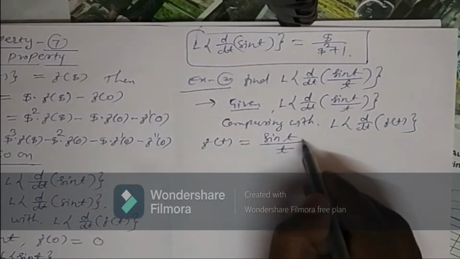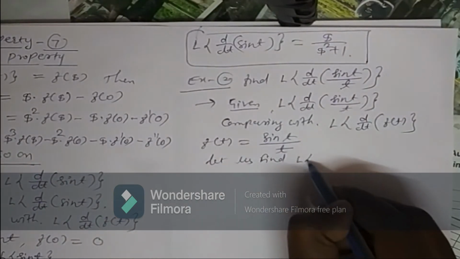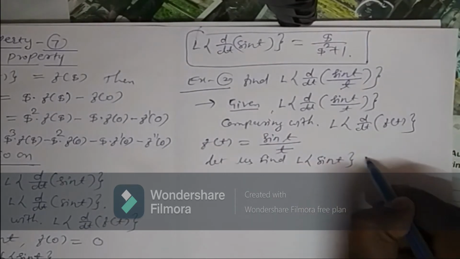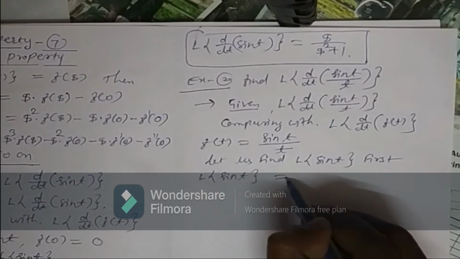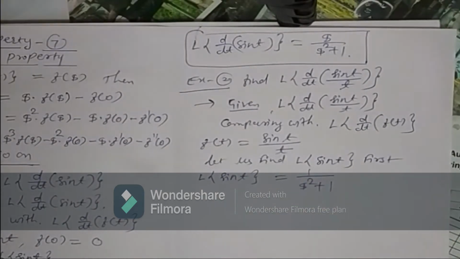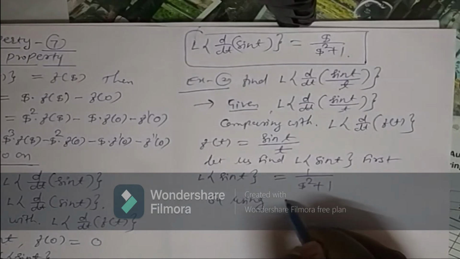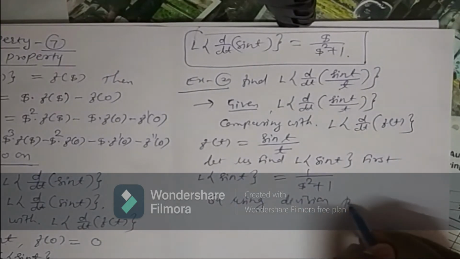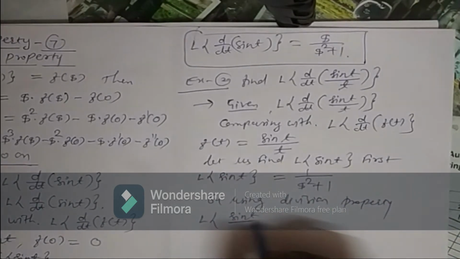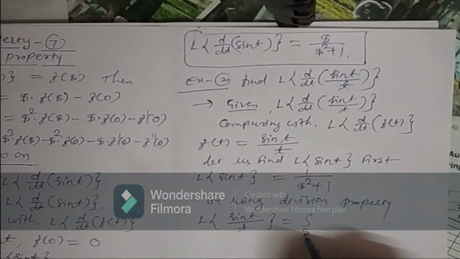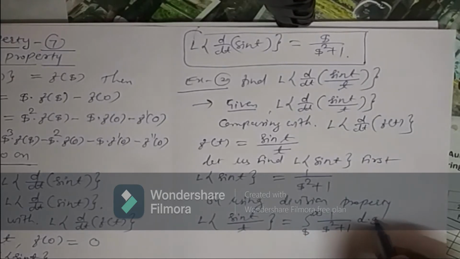For that, this is the division property. So let us first find the Laplace transform of sin t. We know that Laplace transform of sin t is equal to 1 upon s² plus 1. Now by using the division property, Laplace transform of sin t upon t is equal to the integration from s to infinity of F(s), that is 1 upon s² plus 1, ds.